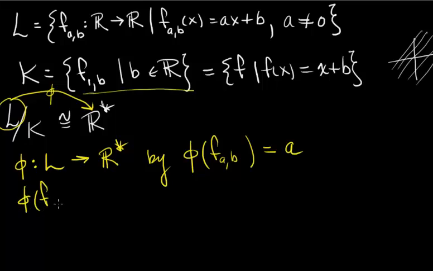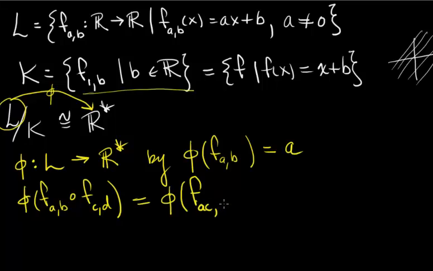All right, so let's prove it's a homomorphism. Phi of f sub a comma b circle phi of f sub c comma d, function composition, is equal to phi of, and if you take the composition of those two functions, and you should do this on the side, it's equal to f sub ac, that's the coefficient of x, and the constant is ad plus b.